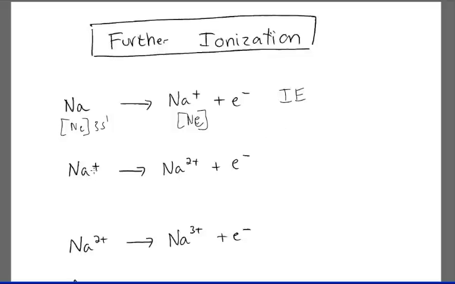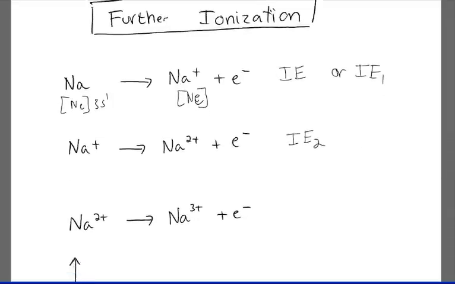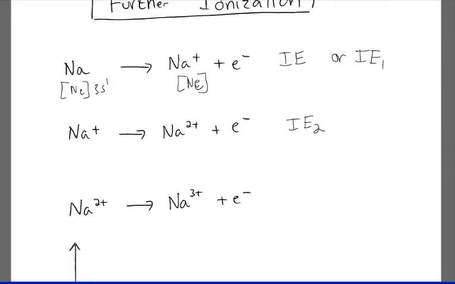But that doesn't mean we can't take another one off. We can take sodium plus, like we've made here, and take another electron off. Okay, take the electron off, make it 2+. We refer to that energy as IE2. So this one is IE1 or just IE. And then we can keep pulling off more electrons. As long as there's still electrons present, you can keep pulling them off. Sodium has 11 electrons, so we could pull off all 11. And the energy would be greater and greater as we pull them off. If you start with Na2+ and pull off another one, that energy will be IE3.